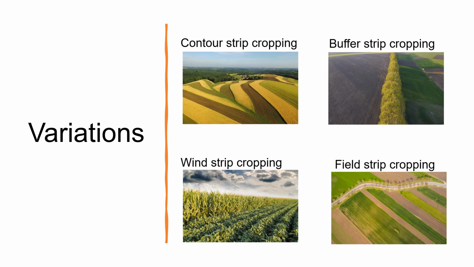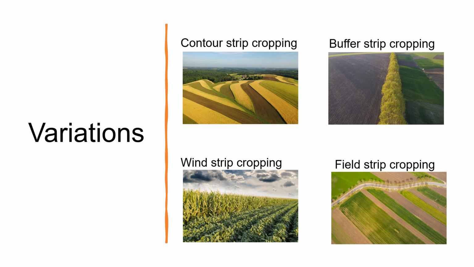For buffer strip cropping, this method places permanent strips of grass or other perennial plants between the strips of annual crops. The buffer strips can trap sediment and nutrients before they reach water bodies, acting as a filter.